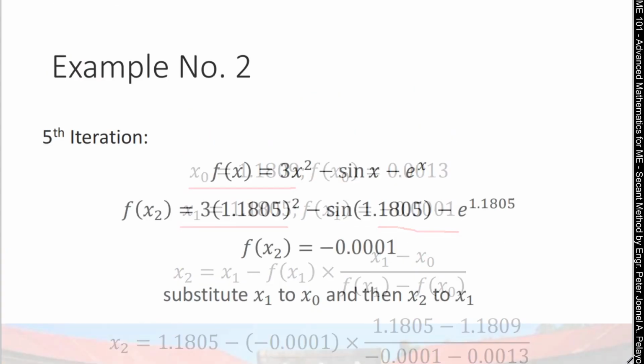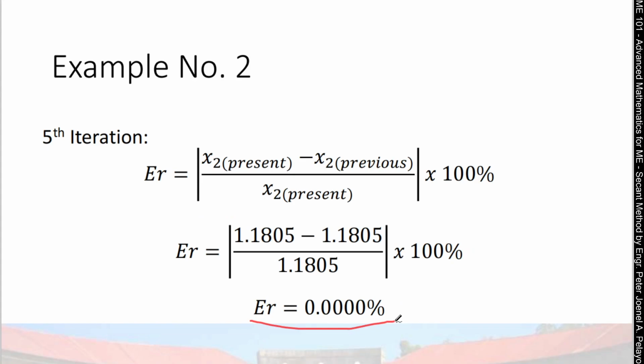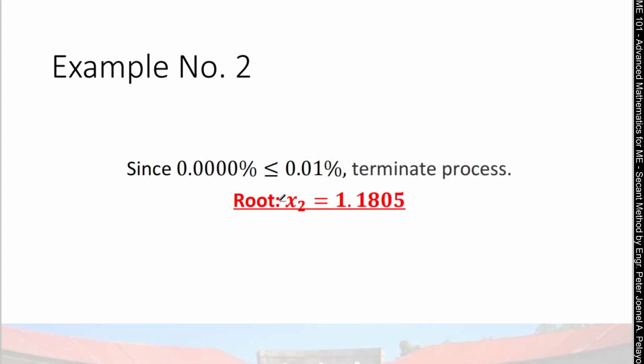X2 natin. Ibig sabihin, malapit na tayong, or this is the last iteration. Kasi, as you can see, FX2 natin is negative 0.0001. So, talaga approximate 0 na siya, which is yun yung hinabol natin. And yun nga, a relative error of 0%. So, terminate na natin yung process kasi less than or equal to 0.01% na siya.